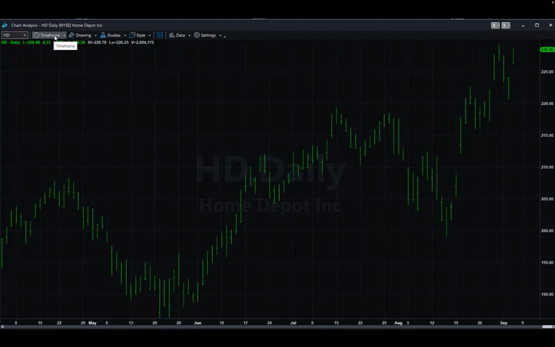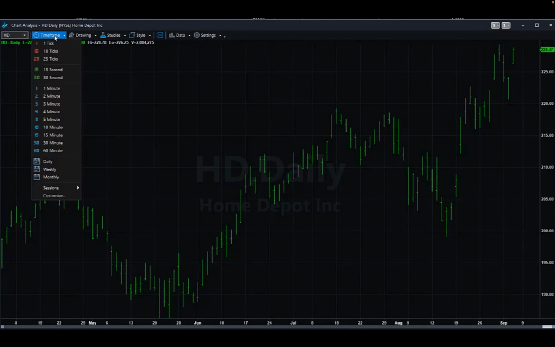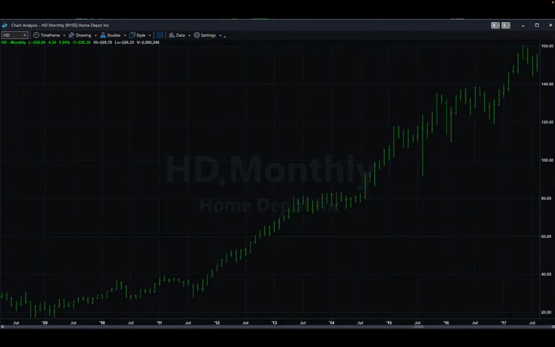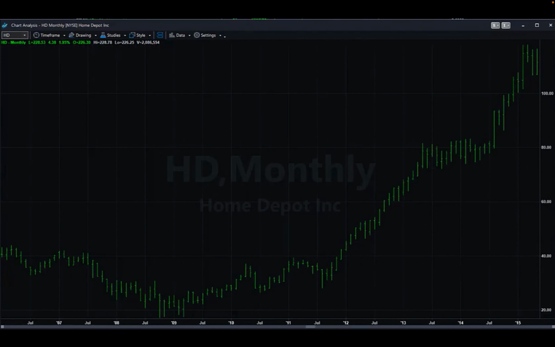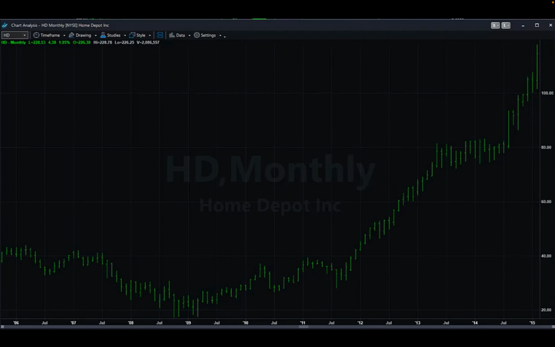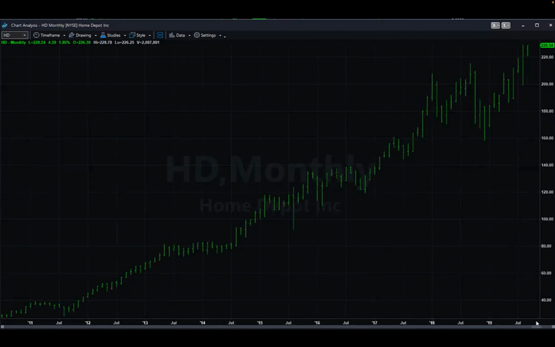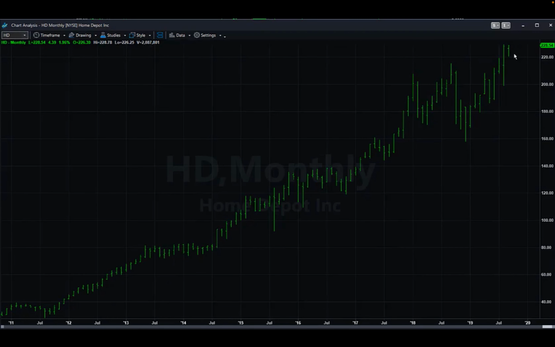If you click on time frame, you'll see all the different time frames you can look at. The biggest time frame is monthly. This goes back all the way to 2011. And I can keep going. If I want to just scroll over, I can just keep going and going, year by year. So now we're looking at about 8 years of data. This is a monthly chart.